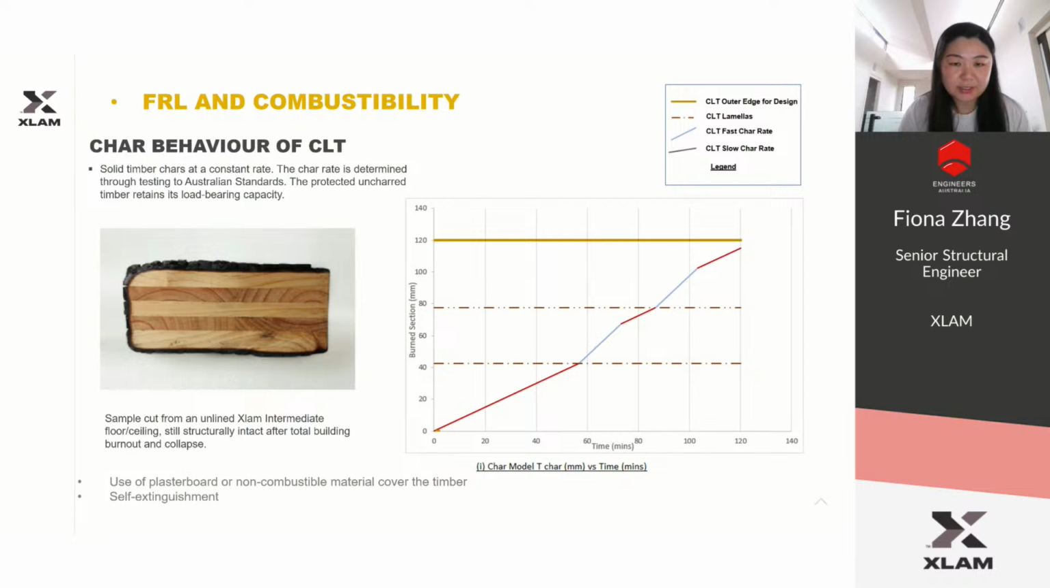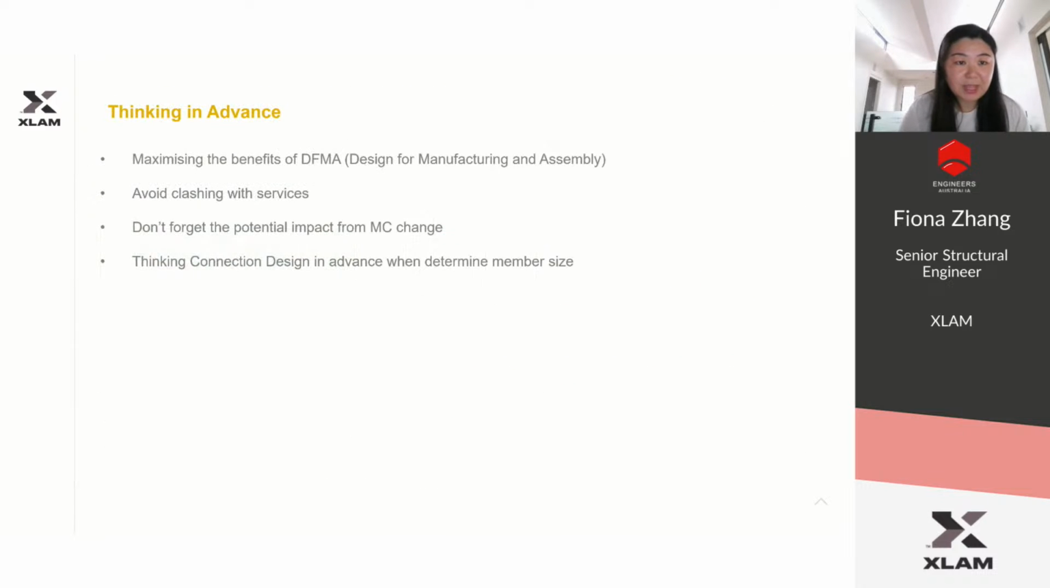We can design the CLT panel considering how much time it will take for the charring, or use a plasterboard or non-combustible material to cover the timber, or use a self-extinguishment plan by the fire engineer. Now we need to think in advance. Maximize the benefit of DFMA, design for manufacturing and assembly, to take the benefit of the CLT. Avoiding clashing with services needs to be considered early, and don't forget the potential impact from moisture content change, which can affect hugely the connection and the performance of the building. We need to think about connection design in advance when we determine the member size, which will be covered more in the next section.